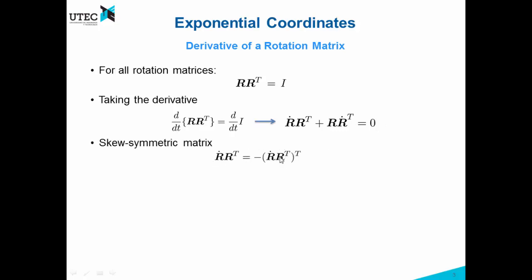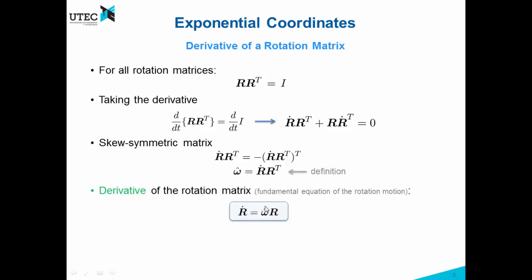We can still reorder this and express it as a transpose of this element. And we can realize that this is actually a skew-symmetric matrix. We will call this skew-symmetric matrix W hat. So W hat will be, by definition, this term. Later we will see that this is equivalent to the angular velocity.